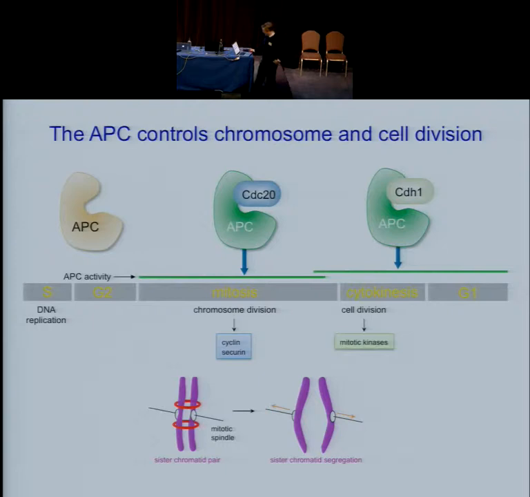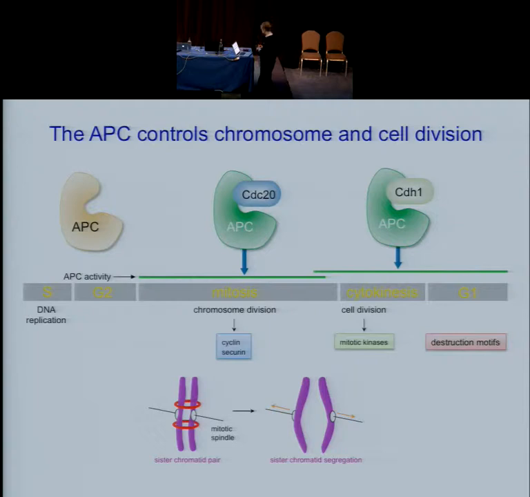The APC recognizes most of its substrates through conserved destruction motifs located within the substrates. These destruction motifs are recognized by the co-activator subunits, CDC20 or CDH1, which bind to the core APC during mitosis, and during cytokinesis and G1. This activates the APC to recognize and ubiquitinate its protein targets.